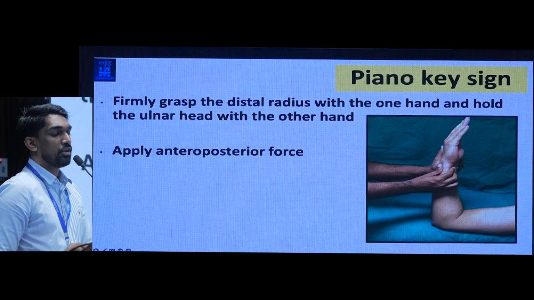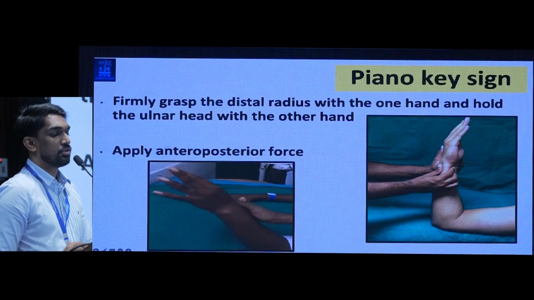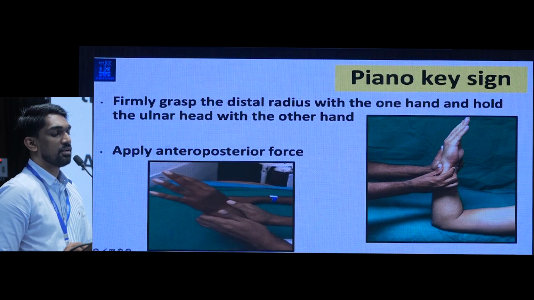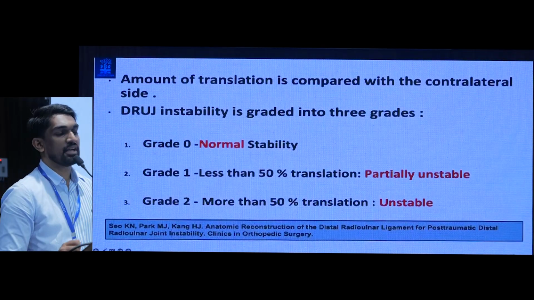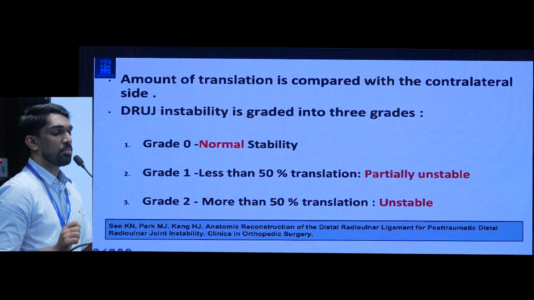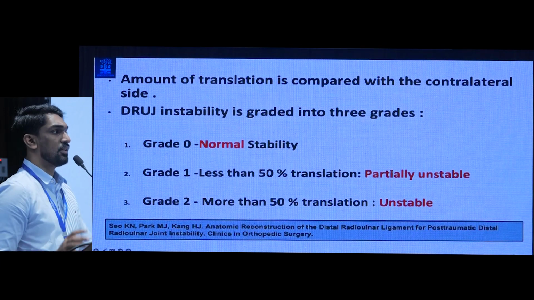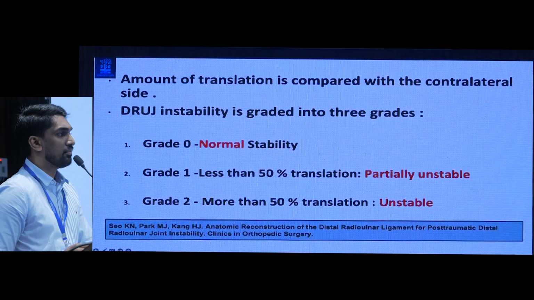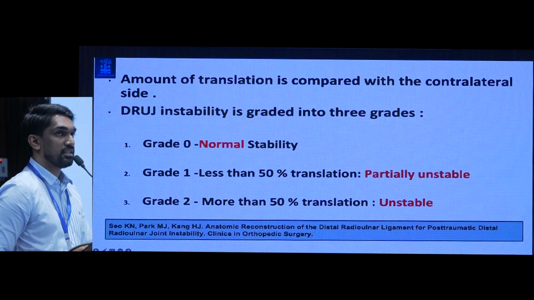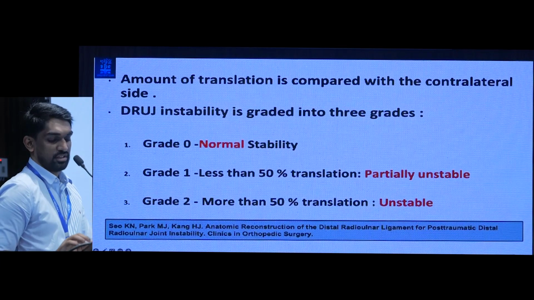Then you apply the anteroposterior force. So you can see how much translation is there. Cooney et al. have classified this translation. Grade 0, that is normal stability. Grade 1, if there is less than 50% translation, we call it partially unstable, and if it is more than 50%, we call it unstable. So ideally all unstable and partially unstable have to be fixed.